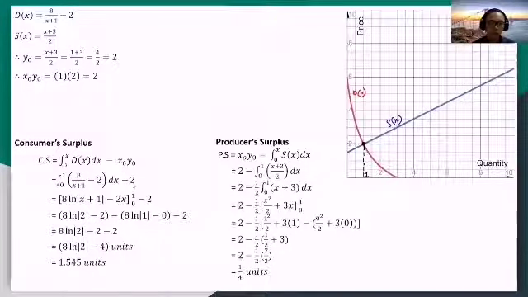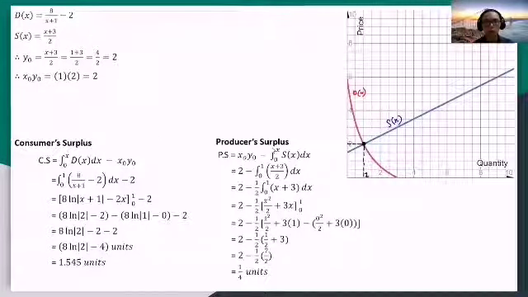And then after integrating, we'll get 8 ln(x plus 1) minus 2x, minus 2. And then we substitute 1 and 0 inside, we'll get 8 ln 2 minus 2, minus 8 ln 1 minus 0, minus 2. Then we'll get 8 ln 2 minus 2 minus 2. And then in the end, we get 1.454 units for the consumer surplus.